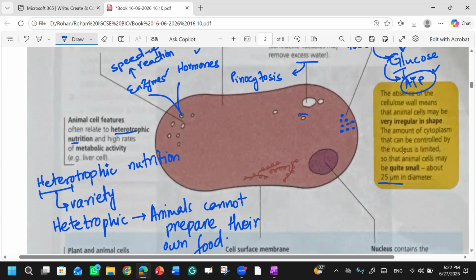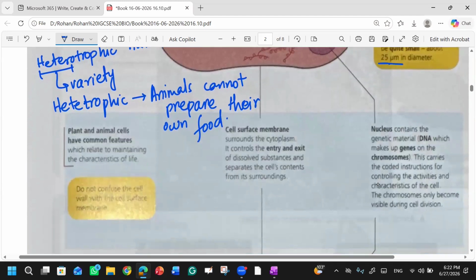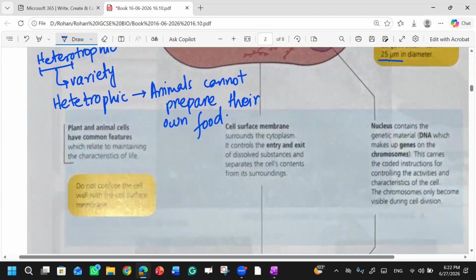In this I also told you about the nucleus. The nucleus controls everything. This is the nucleus. Whatever is happening within the cell is controlled by the nucleus. Now, the next thing is about what the nucleus contains. What are the things present in the nucleus? There is DNA, and chromosomes.